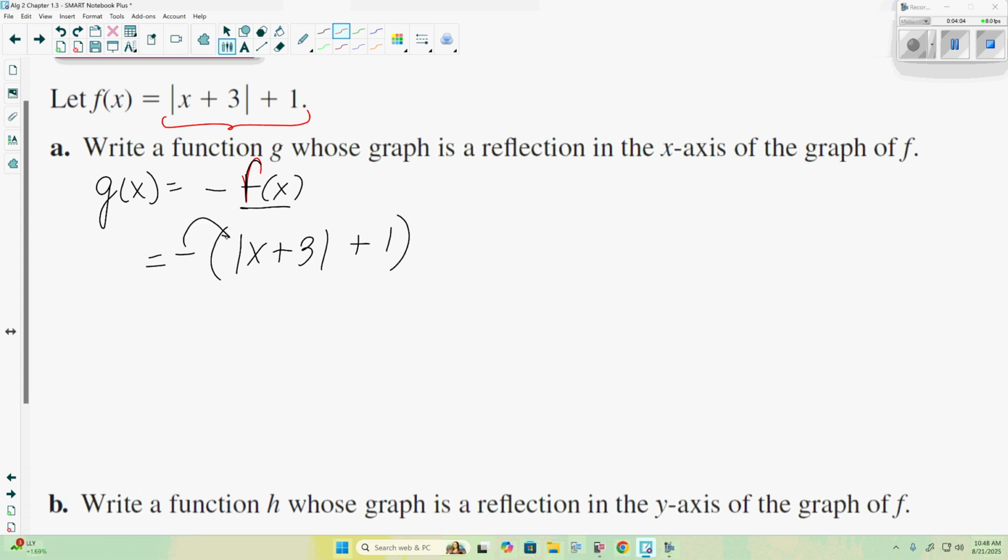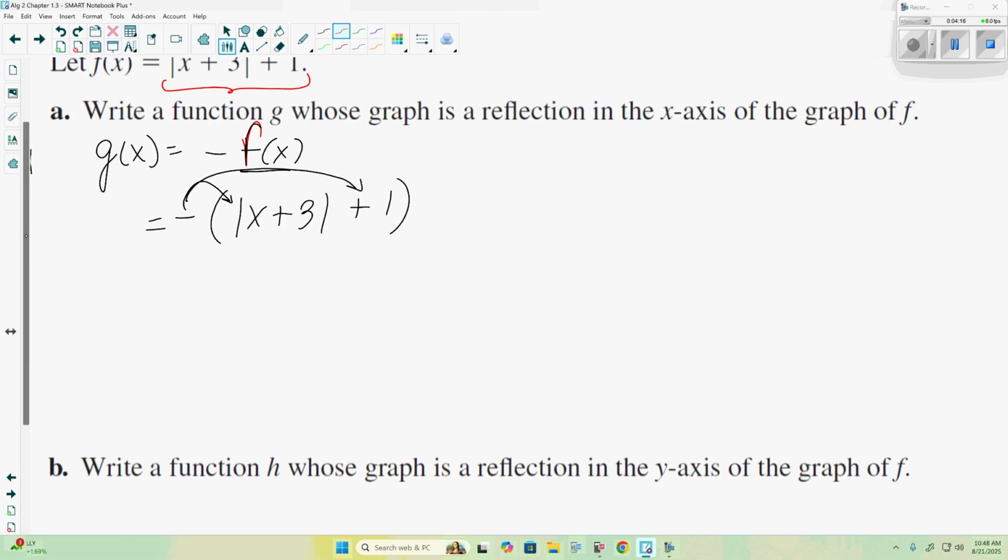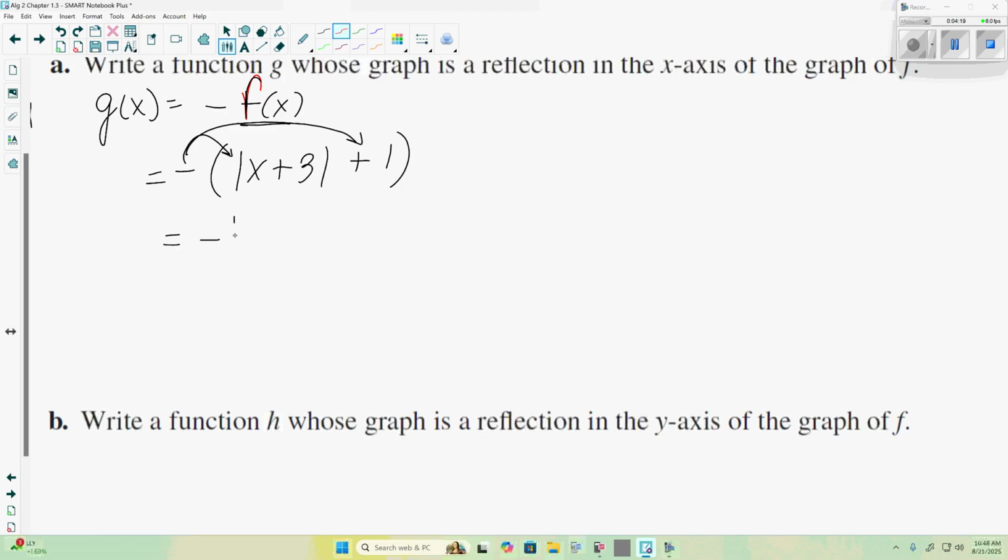Now the next thing we're going to do is distribute this negative through. So we're going to multiply it by the absolute value first. We're not going to multiply it through it, we just multiply it by the number in front. Since there's not a number written, it's understood to be 1, or we can just say negative absolute value of x plus 3. Whenever we multiply an absolute value by a number or a sign, we just leave it out front. Now we still have to multiply the 1 by this negative. Since it was positive, it's going to become negative.